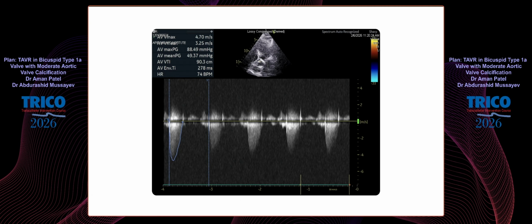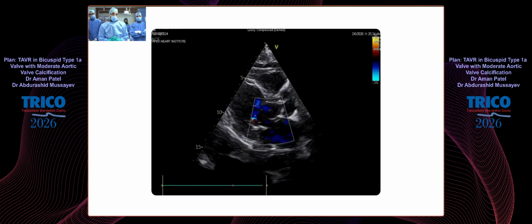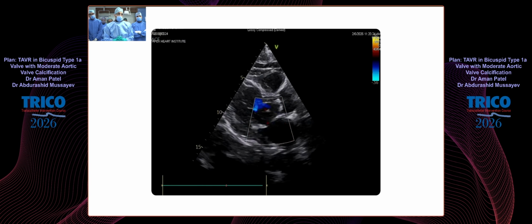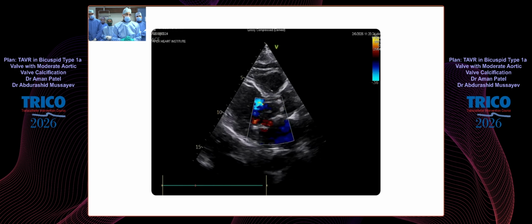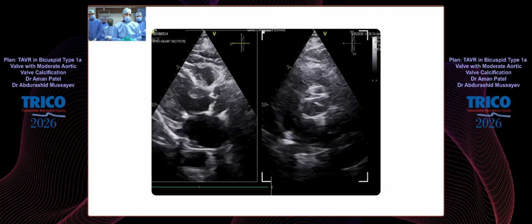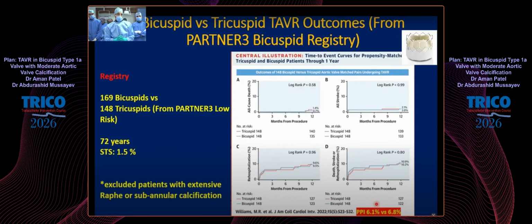Next. This is the baseline echo, mean gradient around 50. Next. In the Plex view, we see a good ejection fraction, a calcified valve and a raphe. Next. Next. Okay, we'll come to this later.